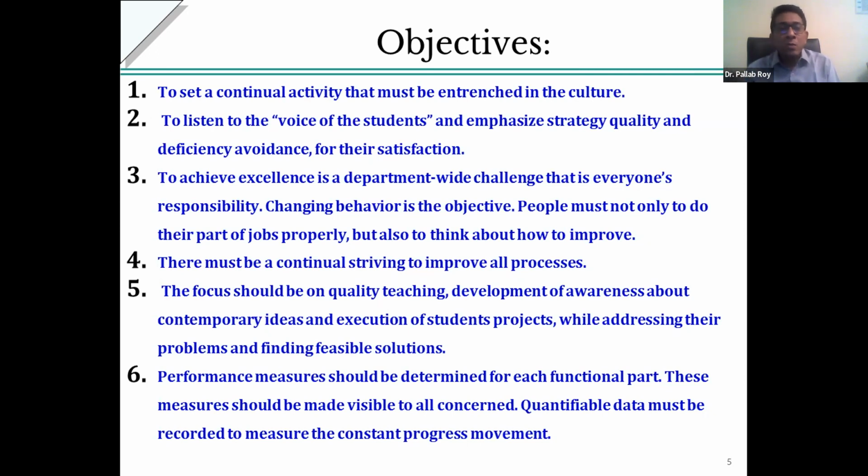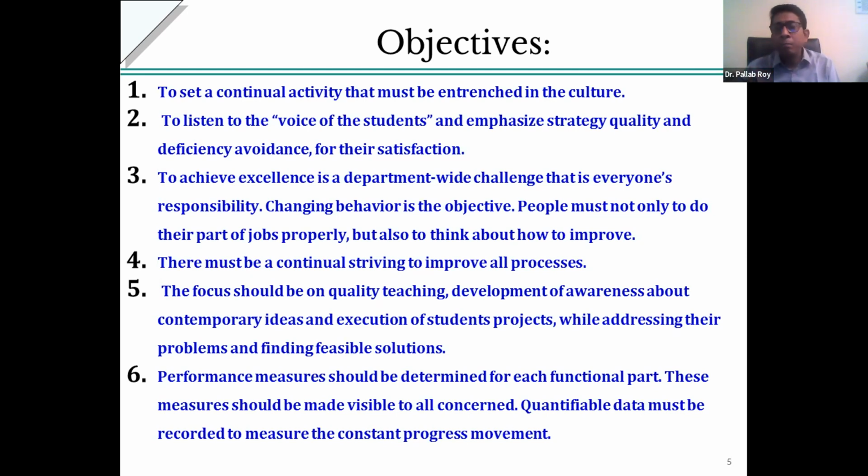There must be a continual striving to improve all the processes. The focus should be on quality teaching, development of awareness about contemporary ideas, and execution of students' projects while addressing their problems and finding feasible solutions. Now, the fifth point that I have mentioned over here, that over the last couple of years, we were not in a position to help the students to come out with good quality projects. Now, because things are getting normalized once again, emphasis on the execution of students' projects is another priority objective of mine in this project.